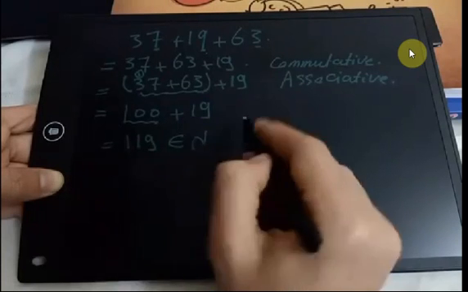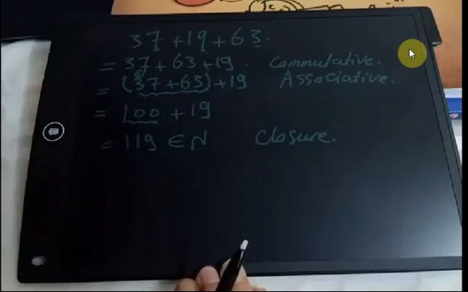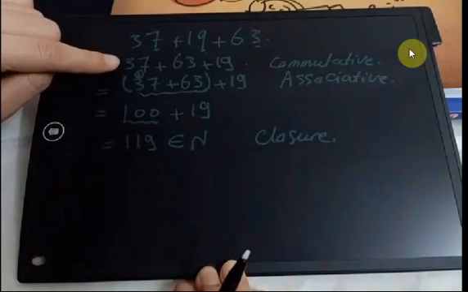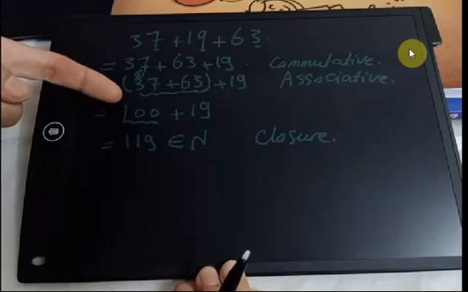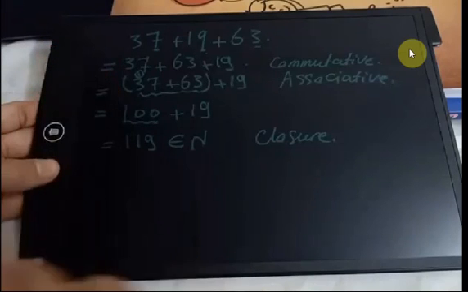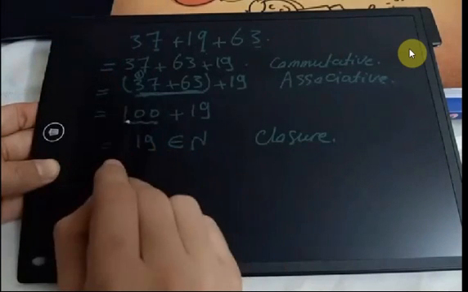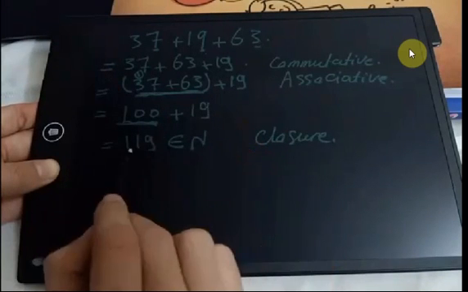Natural, and closure. So the steps of this question are clear like this. At first, you have to start with the commutative. Then use the associative: 37 plus 63 plus 19. Then you have to add these two numbers together and get 100. And bring down the 19. Then add them together for this part.